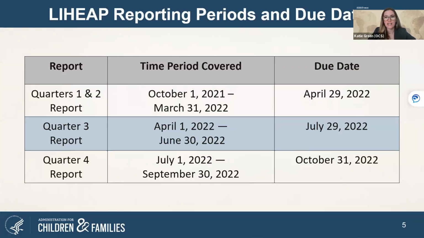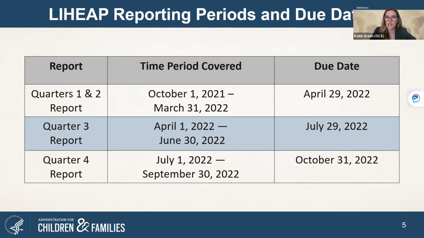So the time periods and anticipated due dates for quarterly reports in the first reporting year are provided on this slide. Fiscal year 2022 reporting will begin with data from October 1st, 2021. However, the first and second quarters will be combined and due on April 29th, 2022. And so for fiscal year 2022, OCS has consolidated quarters 1 and 2 to provide grantees with more time to gather the requested data and get used to reporting on a quarterly basis.